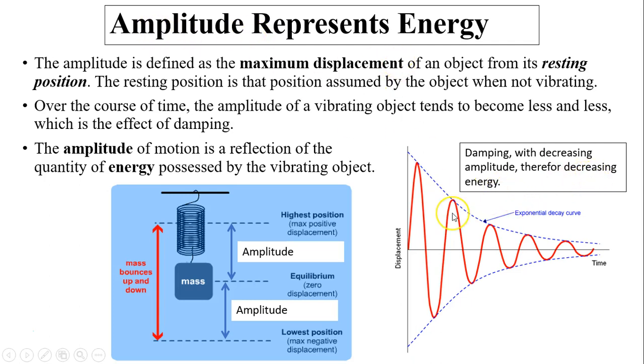That's what amplitude represents. You probably have been to the ocean. Sometimes the wave is huge. When the wave is huge, the amplitude is huge, because when the water is not moving, it's at rest. When you have big waves, that's a bigger amplitude, so that wave has a lot of energy. That's why you have to stay away from those waves. Again, the amplitude of motion is a reflection of the quantity of energy possessed by the vibrating object. Amplitude is from the equilibrium to the maximum, or equilibrium to the minimum. Both are amplitude. It has to be from zero displacement.